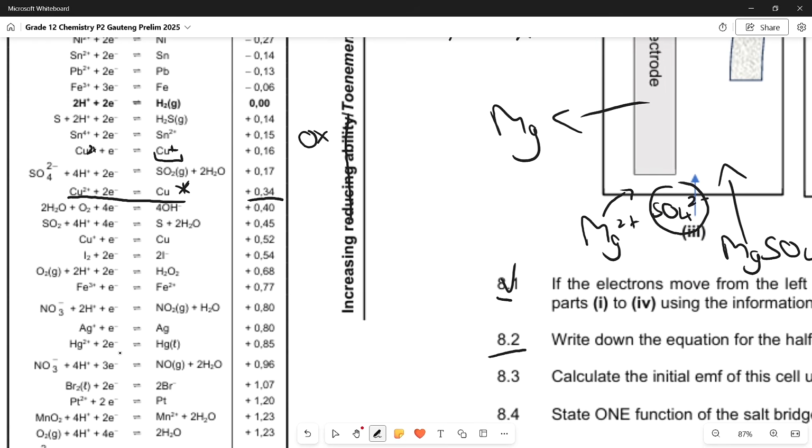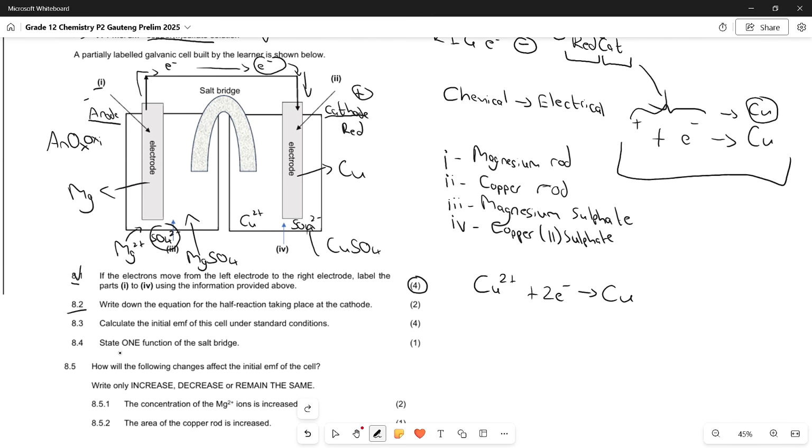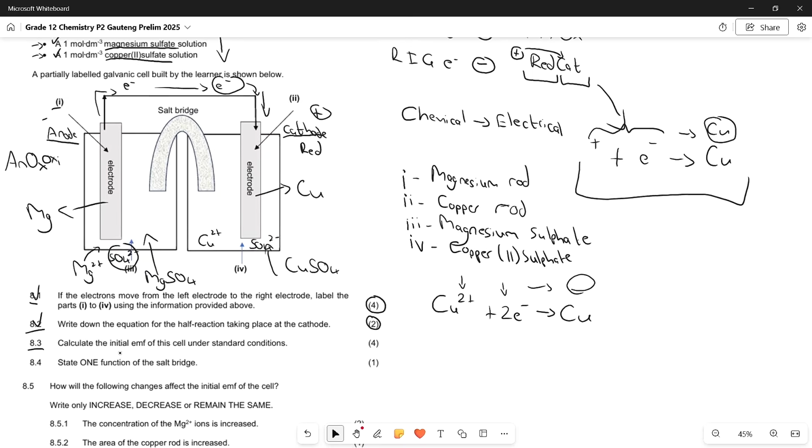Because reduction is the gain of electrons, we're moving this way: Cu2+ plus 2e- goes to Cu, which means we can just go ahead and write that. Cu2+ plus 2e- goes to Cu. If we wrote this with a double arrow, we would lose 1 mark, or if we wrote it with an arrow in the wrong direction, we would get no marks. So if we write it like this, with reduction as the gain of electrons happening at the cathode, we have our ions and our electrons forming the metal on the right side. That would earn us 2 marks.